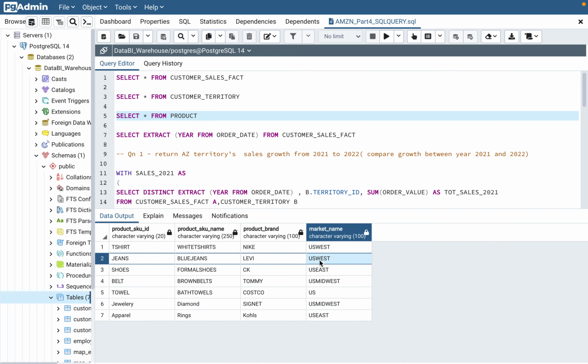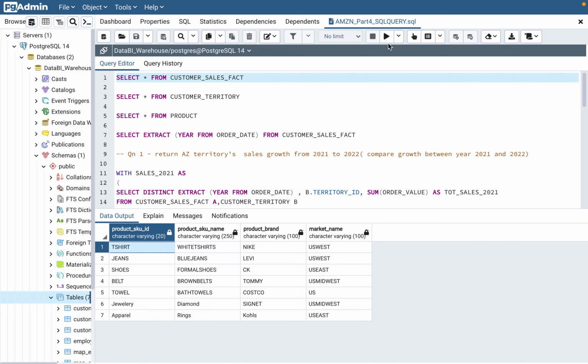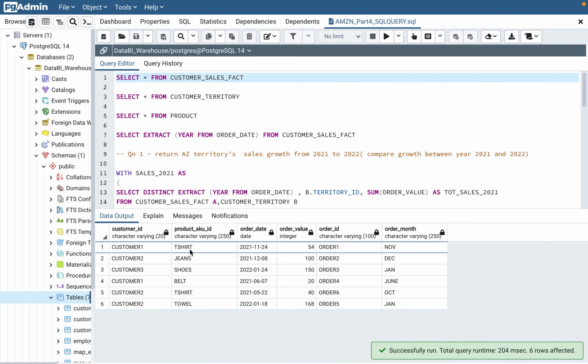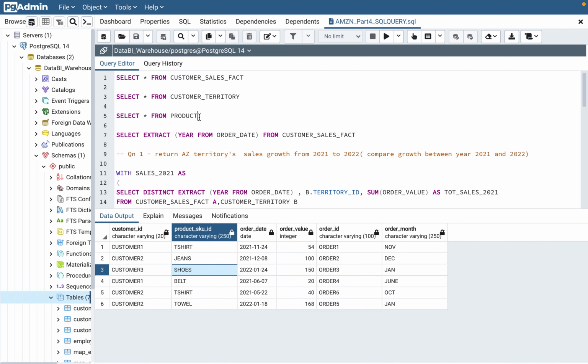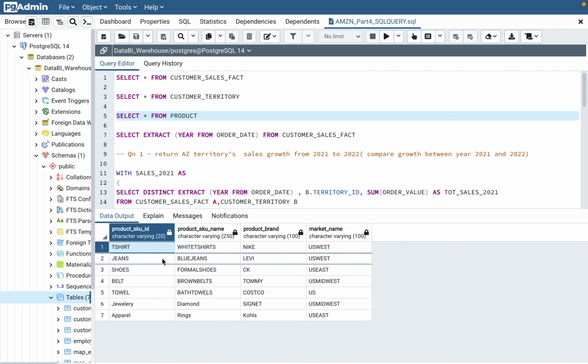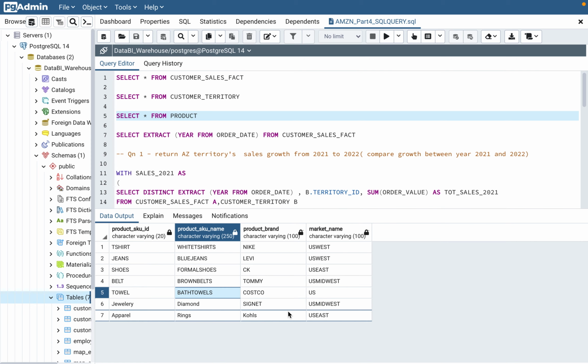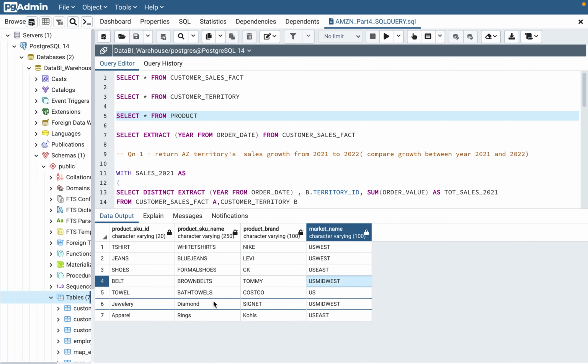So US West. Like we saw with the t-shirt, you can join with SKU ID, join with the fact table, and then you will get the sales for each of the product SKU IDs, and it has the value. If you see the markets, you have the US West market and you have two products here, white shirts and blue jeans. Then you have US Midwest with brown belts and diamond, you have US East with dress rings, and you have US with bath towels.